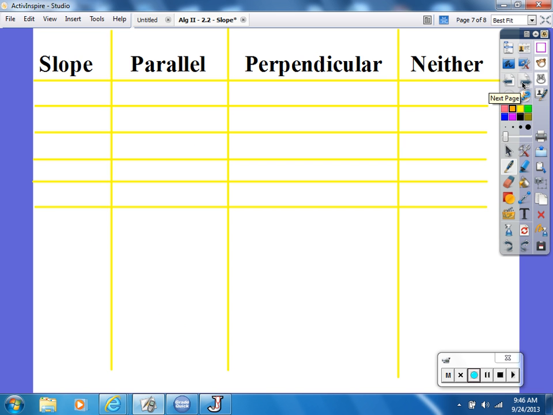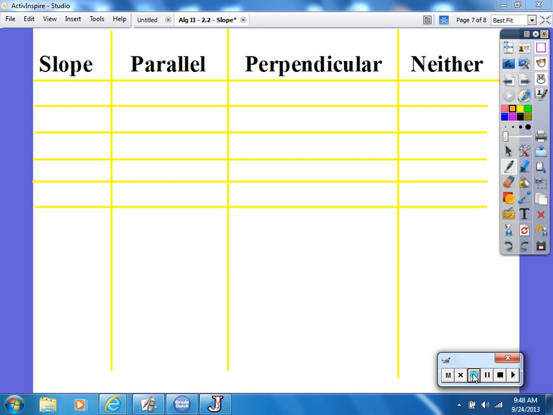So now let's talk about parallel and perpendicular. So I made a chart here. And I have slope, parallel, perpendicular, neither. Go ahead and take a second and write the chart down. All right, so we're going to talk about parallel, perpendicular, and neither. But before I can actually talk about it, we have to start with the slope.